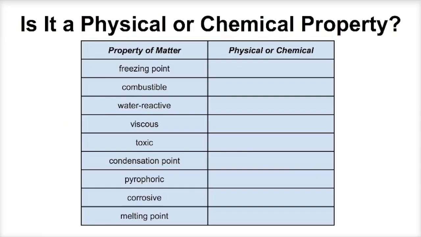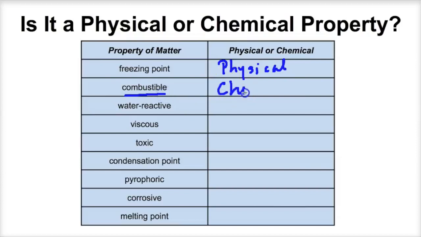Let's take a look at this little list here and determine if they are physical or chemical properties. I advise that you go ahead and pause this video at this point and work through these yourself. See if you can figure out if these are physical or chemical properties. So freezing point, like we just got done saying, that's going to be a physical property of matter. That's not telling us how that substance is going to change chemically. If something is combustible, that's going to be a chemical change. If we said that oxygen is combustible, that tells us that oxygen over time is going to change to carbon dioxide and water vapor.